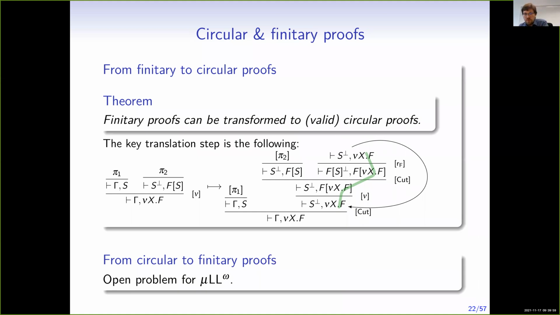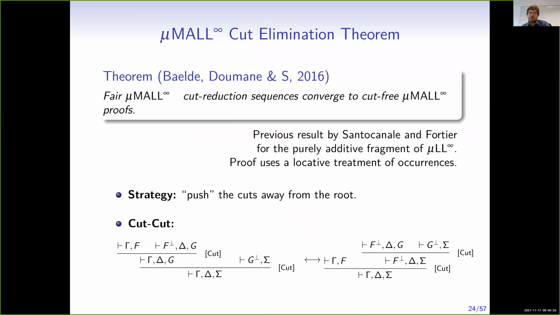So finitary proofs, the ones from mMALL, can be embedded in the circular proof fragments here as valid proofs, but the converse is an open problem for mu-LL. Even if we know this for inductive definitions, it's open for mu-calculi with linear logic. So let's go to mMALL cut elimination.